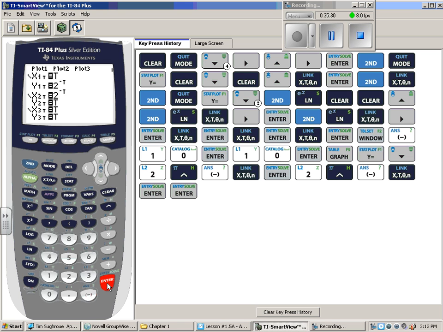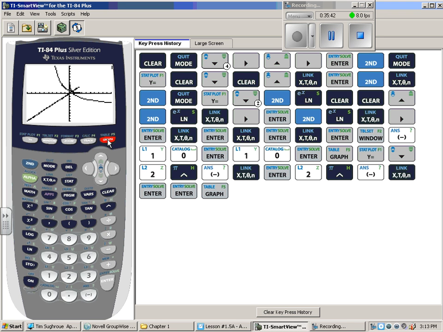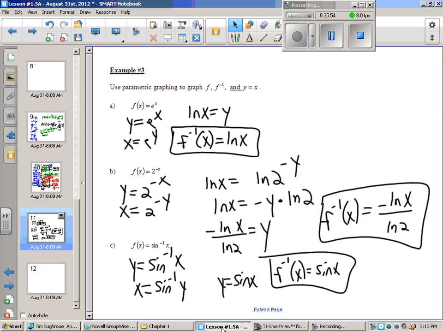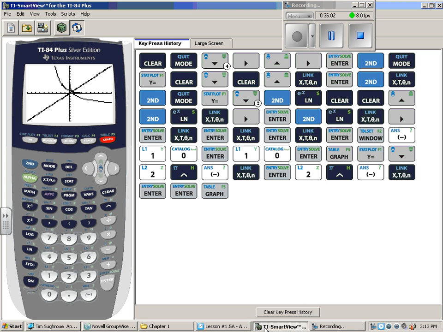This is t. These two are t. Hit graph. If I go from negative 10 to 10, it should be fine. Here's this exponential function. Here's its inverse. And here's the line, y equals x. And they are mirror images about it. Okay? The last one, I guess I'll do it while I'm here, and then we'll talk about it in more detail in class. But if I go back, it's the inverse sine of x. Okay? So if I go back to my smart view, it's the inverse sine of x this time.